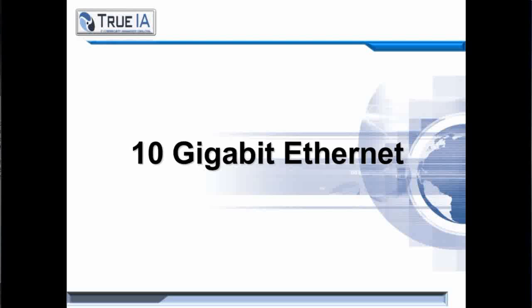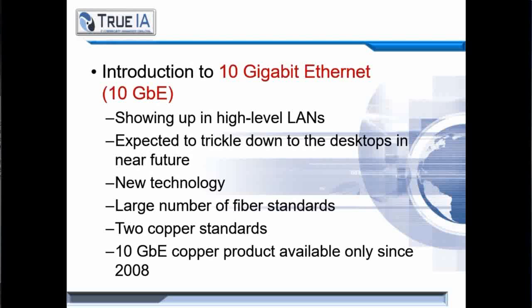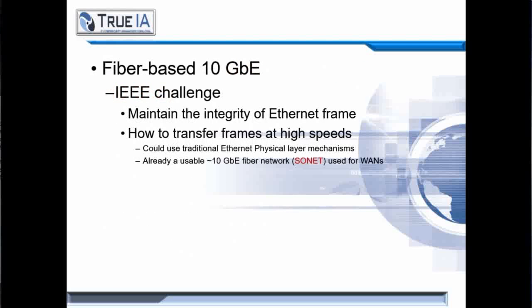Next, we'll discuss the 10 gigabit Ethernet. This is a standard that started showing up in a lot of high-end LANs. There are several different fiber standards to deal with, as well as 2 different copper standards. The 10 gigabit copper product has only been available since around 2008. With the fiber-based 10 gig Ethernet, the IEEE consortium issued a challenge to maintain the integrity of the Ethernet frame and how to transfer frames at such high speeds.